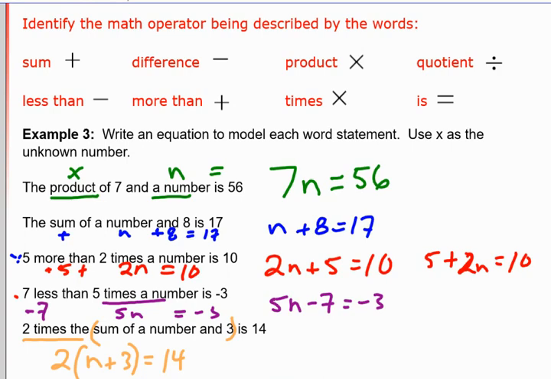So Luca, you changed it in the chat. Everyone realize that the 2 times the sum is saying we have to do the sum of these two things first before we multiply. So you can see how the wording can get quite tricky. So you want to be careful with that. All right.